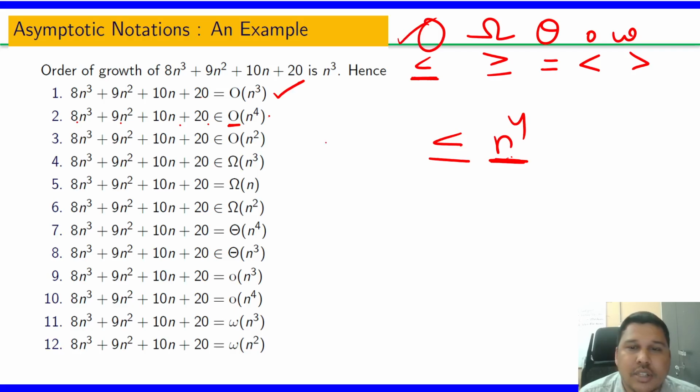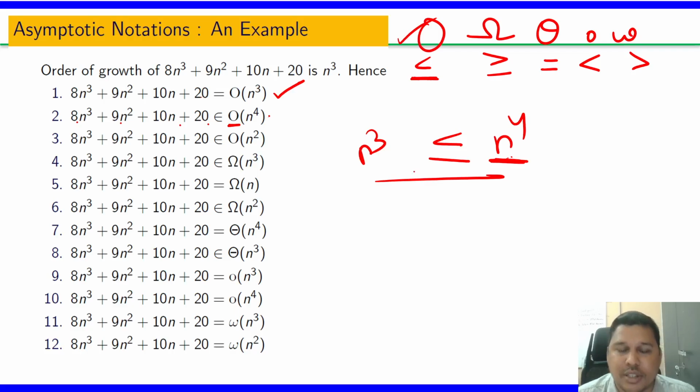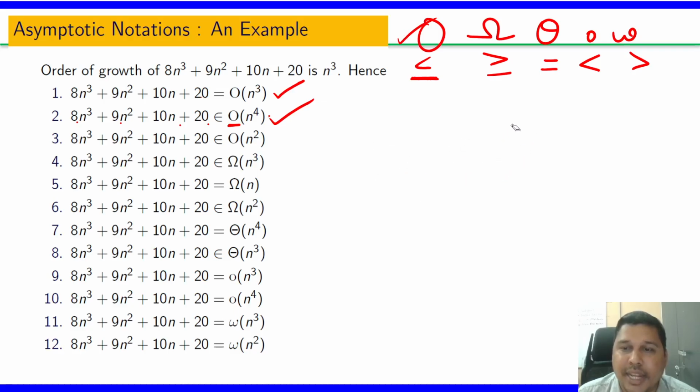What is the order of growth of this? N cube. This is true, right? N cube is less than or equal to n power 4. That is true. Therefore, this is also true. Somebody wants to represent it like this, belongs to order of n power 4. This is also true.